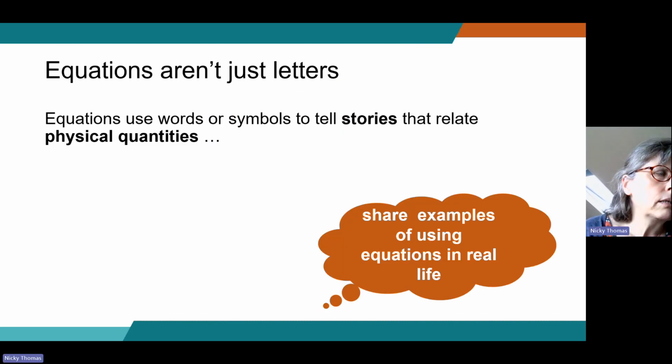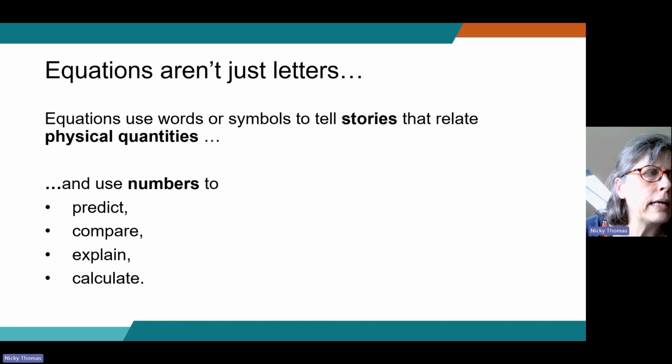So this presentation even talks about equations and tries to get people who perhaps might panic a little when you see them, or might not be familiar with working with equations, to understand they're not just letters. They're actually using words or symbols to tell a story that's relating to a physical quantity. And you might want to think of some examples that you use in real life. By all means, pause the video and then move on when you're ready.